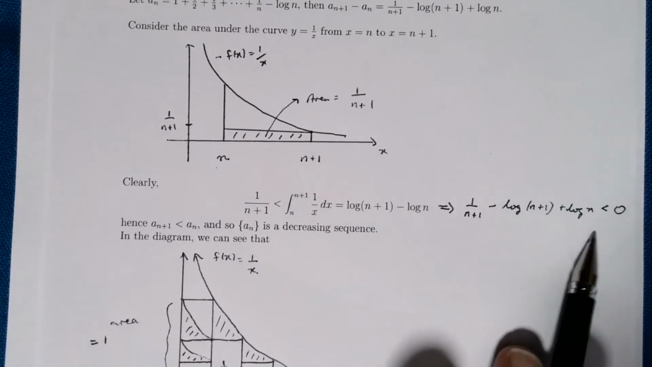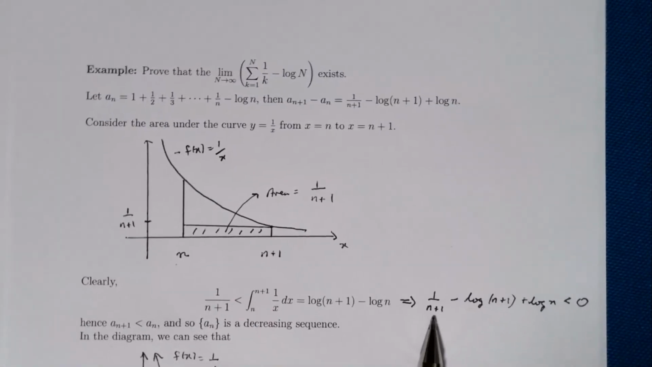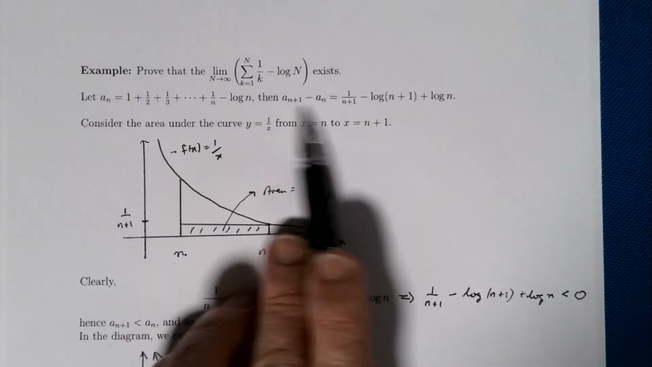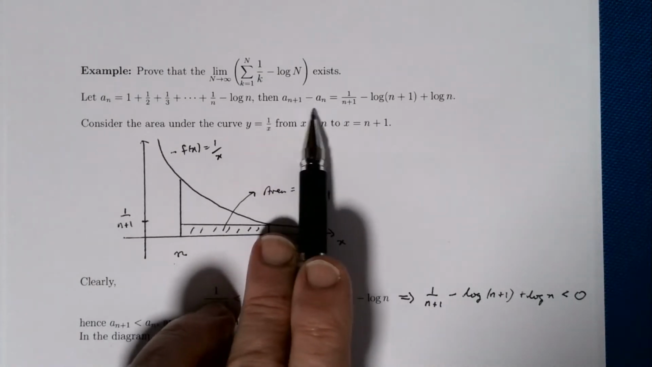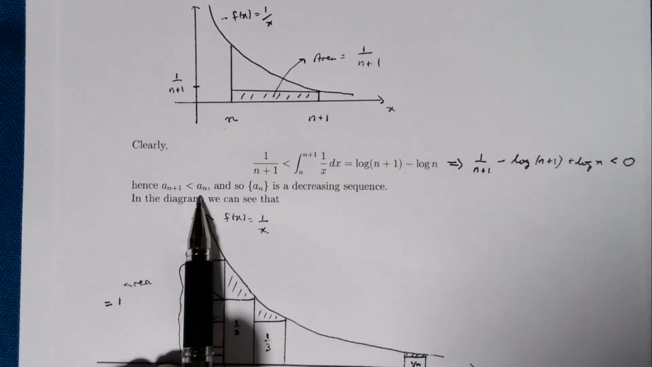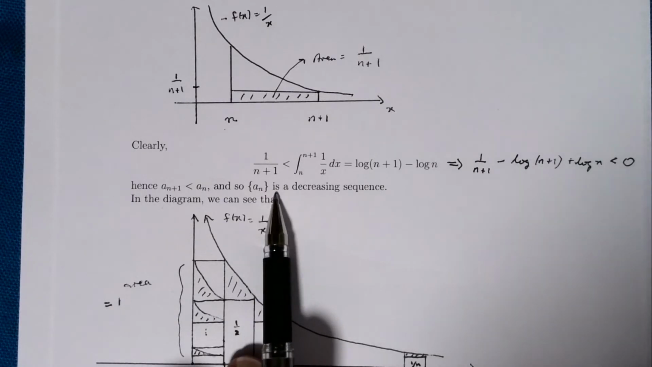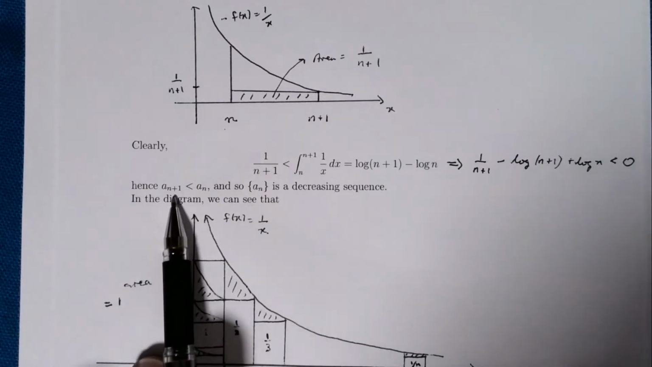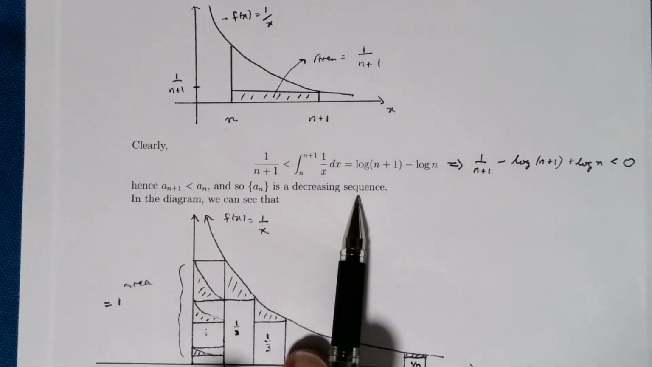Now of course this quantity is exactly what we got earlier when we worked out the difference between successive terms. We got the same expression. So that tells me that a_(n+1) minus a_n is less than 0, and that means that a_(n+1) is less than a_n. That tells me that this sequence of partial sums is a decreasing sequence. Each term is less than the term before it, so the values are getting smaller.